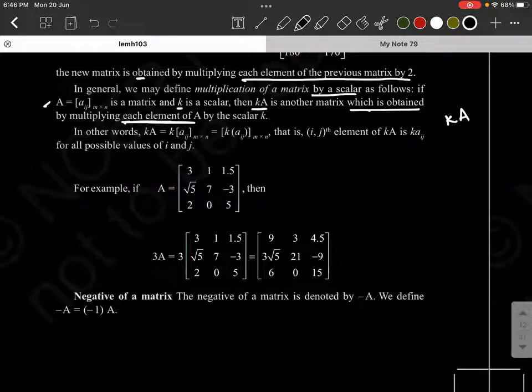Might or might not, who knows? Let's see. But there will be a solution. I will find it out. So A is equal to 3, 1, 1.5, root 5, 7 minus 3, 205.